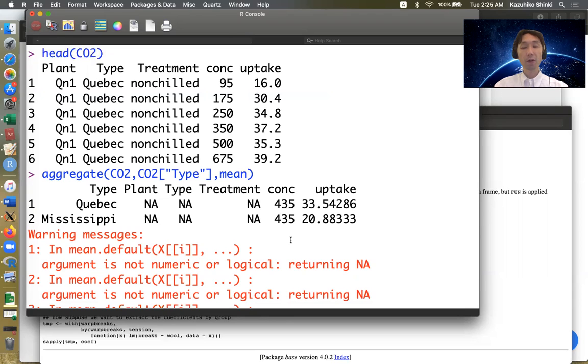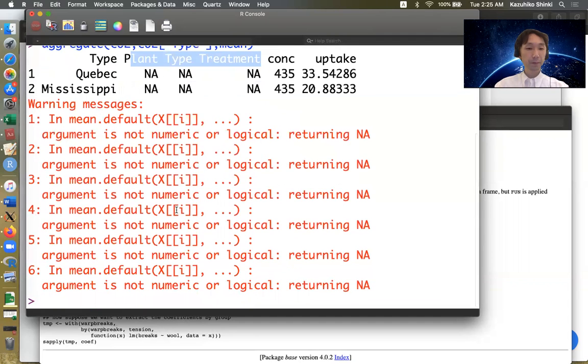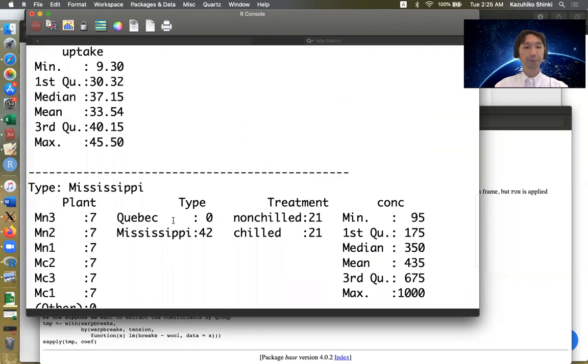Actually, this is a controlled experiment, so concentration is set to be the same. Uptake rates are different between the 2 cities. And some warning messages appear basically because these variables are not numeric, so we cannot take the average. The by function does a similar job, but it actually reports some more useful information for categorical variables.